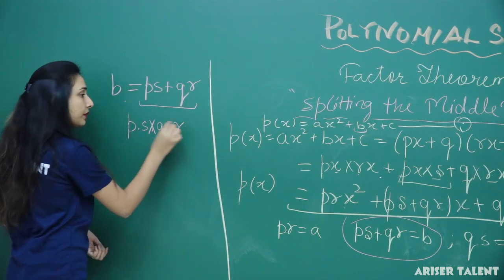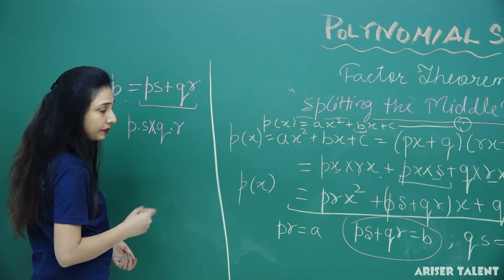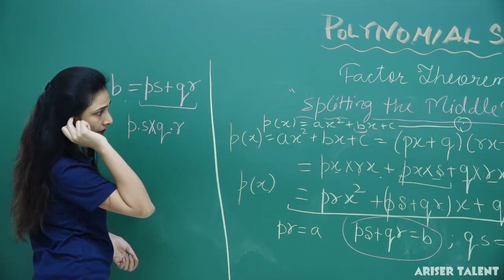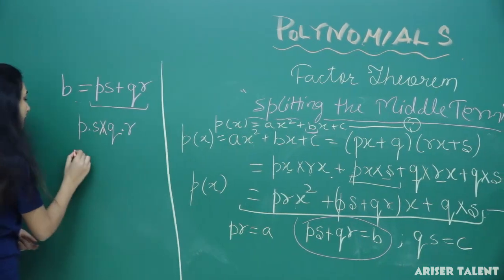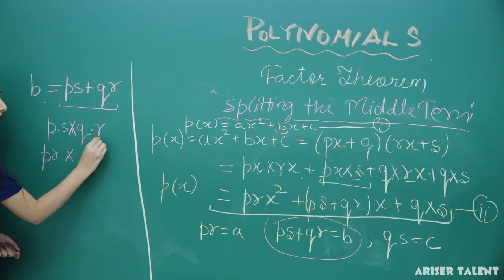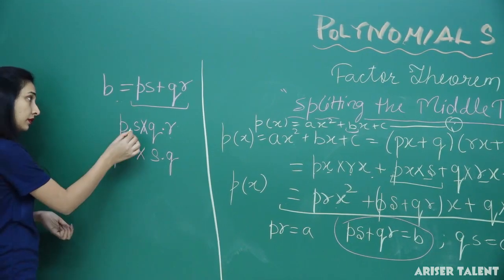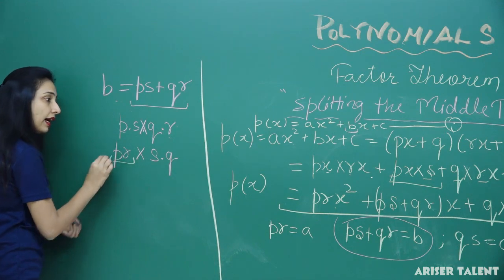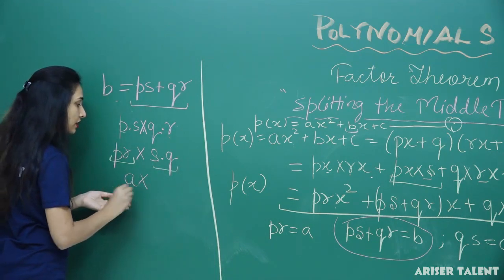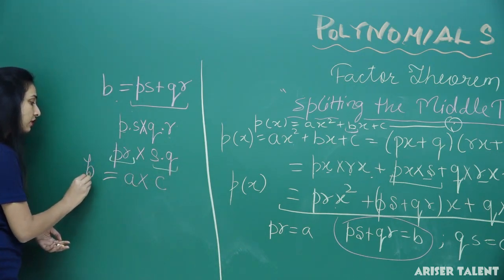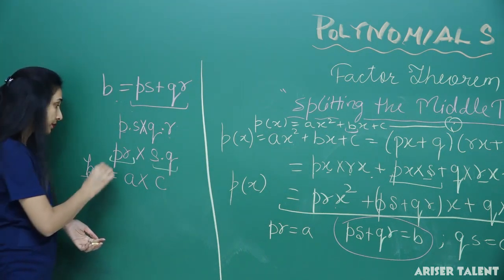I can rewrite it like, if we call A as PR, we are rewriting it as PR multiplied by SQ. Now, this is your PR, this is your A, and this is SQ or QS, which is your C. So that means B is equal to A multiplied by C.